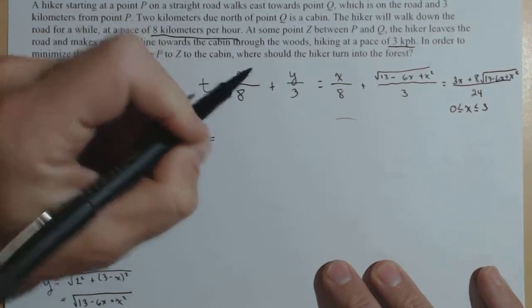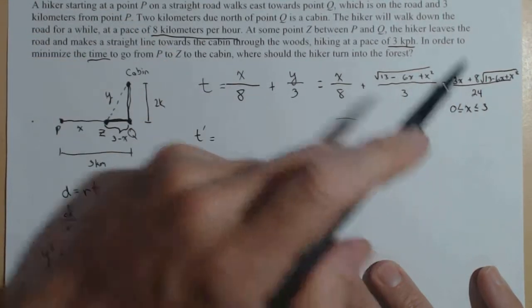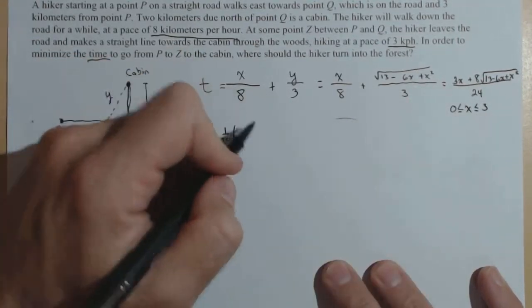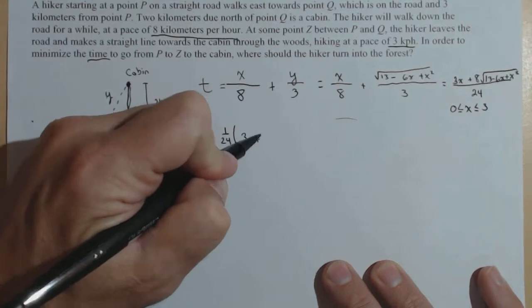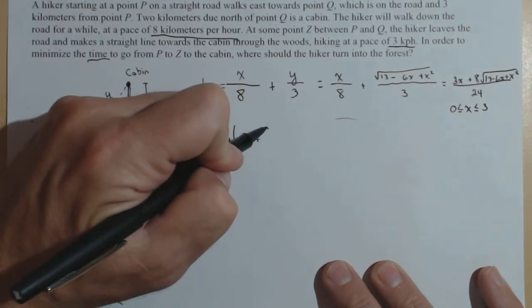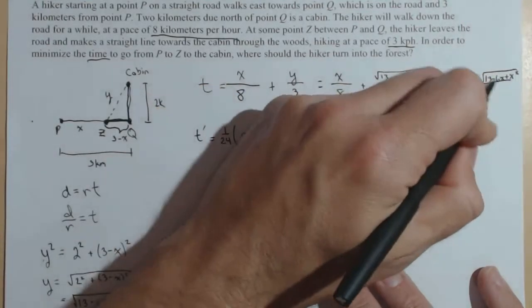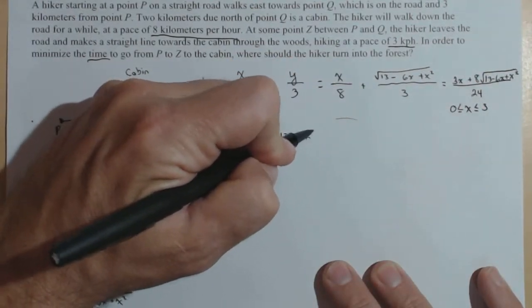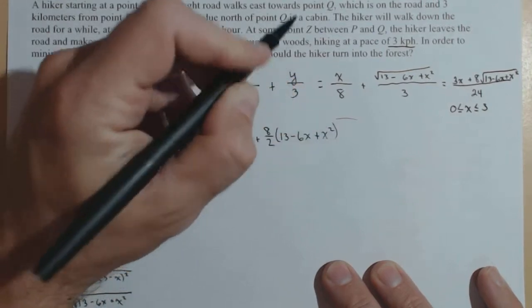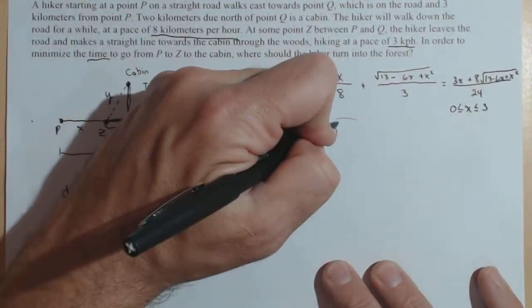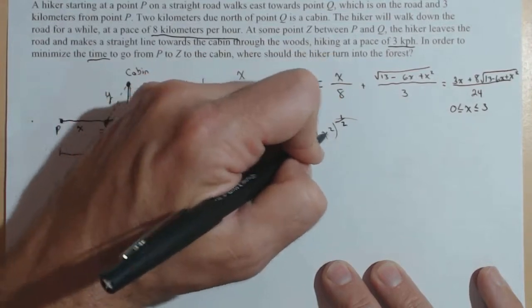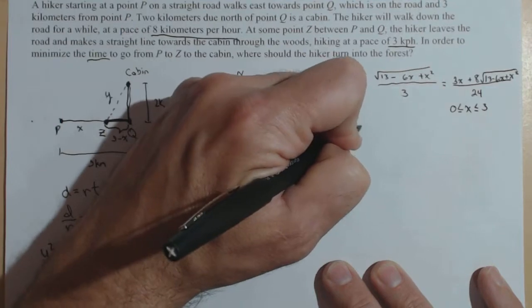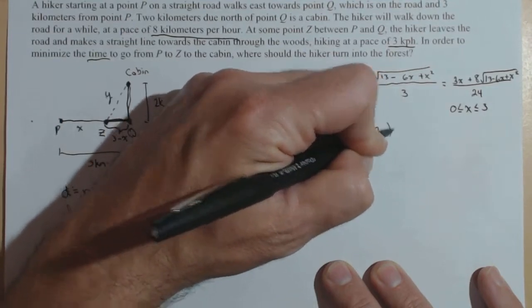So let's find our T prime. Now our derivative, the 1/24th, is just a constant, so I'm just going to write that out front and take the derivative of the numerator, which is 3 plus 8 halves, making that a 1/2 power. This is a chain rule, times 13 minus 6x plus x squared to the negative 1/2. That's decreasing the power of 1/2 by 1. Now the second part of the chain rule, times the derivative of the inside: negative 6 plus 2x.